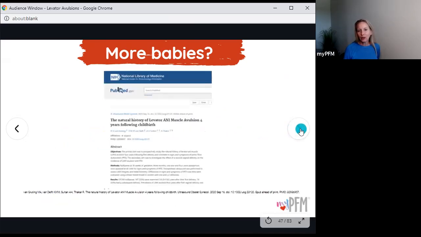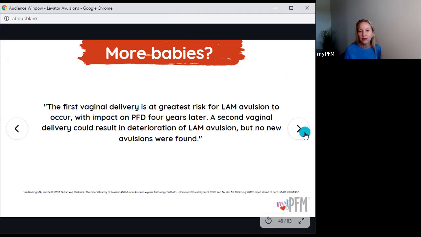Now we're going to talk about this one. It was called the natural history of levator ani muscle avulsions 4 years following childbirth. The first vaginal delivery is at greater risk for levator ani muscle avulsion to occur, with impact on pelvic floor dysfunction even 4 years later. And this says 4 years, but we know it can impact much later as well. A second vaginal delivery could result in deterioration of levator ani muscle avulsions, but no new avulsions were found.